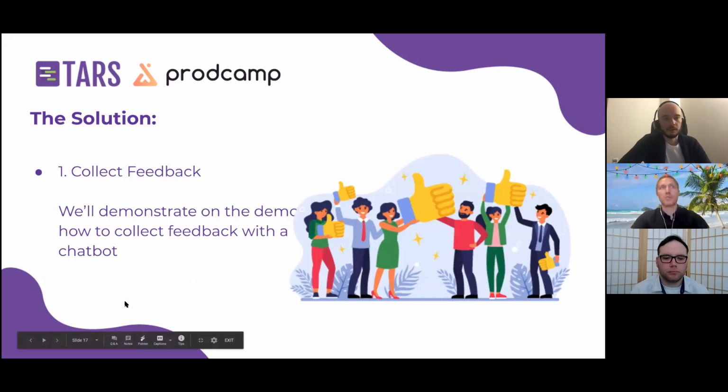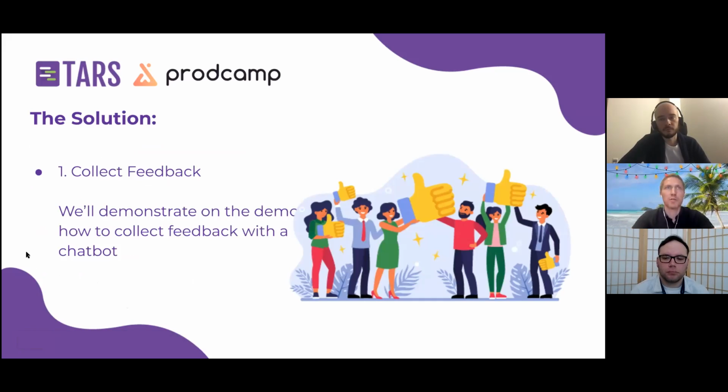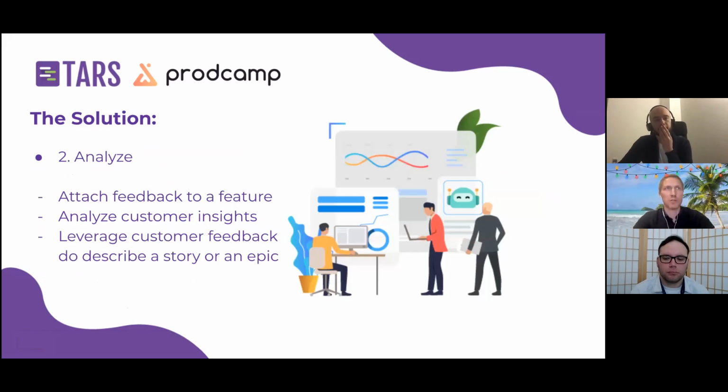So we talked already about the problem space. So this is the solution space, and for collecting feedback, we talked today about collecting feedback with a chatbot. So the first step is collecting via chatbot. Then we analyze, and that's what I briefly described already. So we connect it to a feature, then we read customer insights, and we leverage this feedback to build something meaningful for the dev team to basically ship what customers actually need.